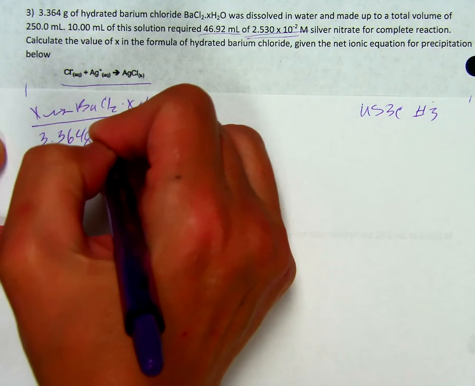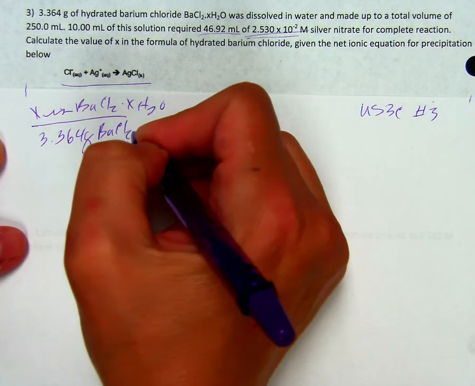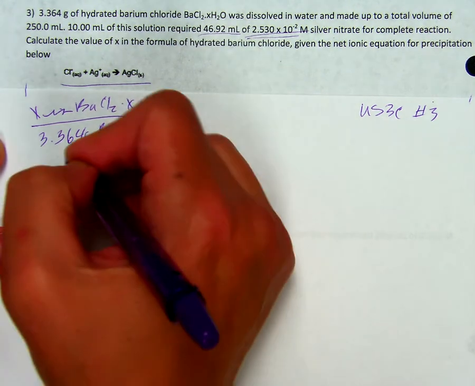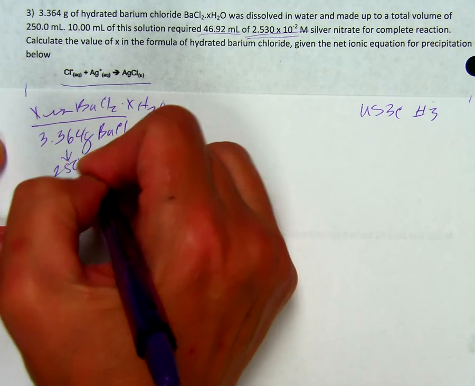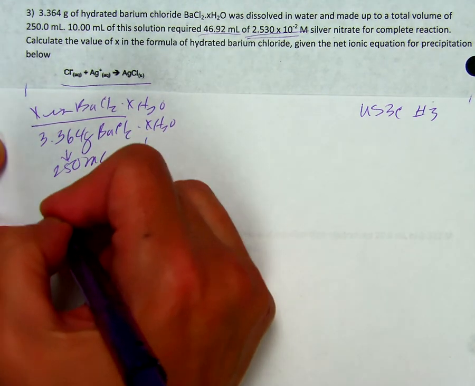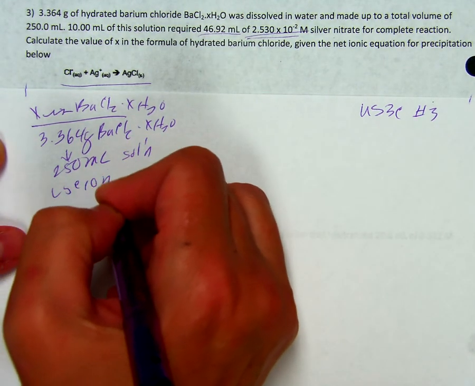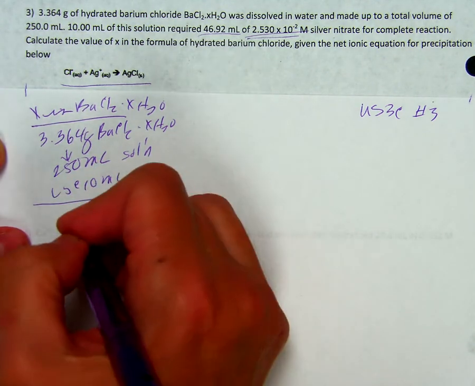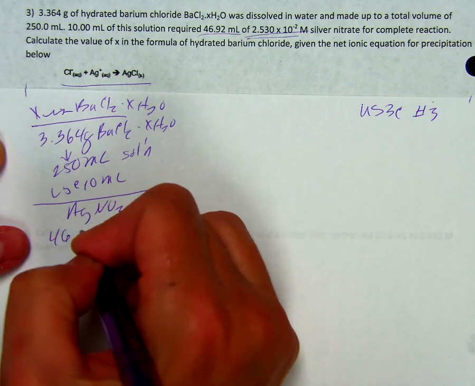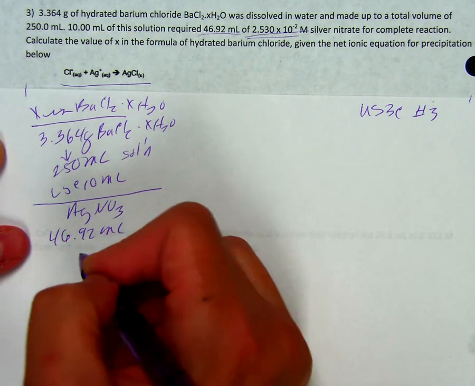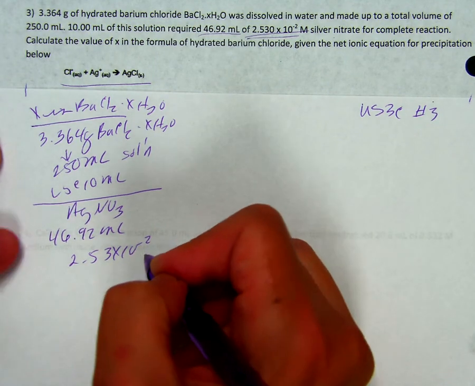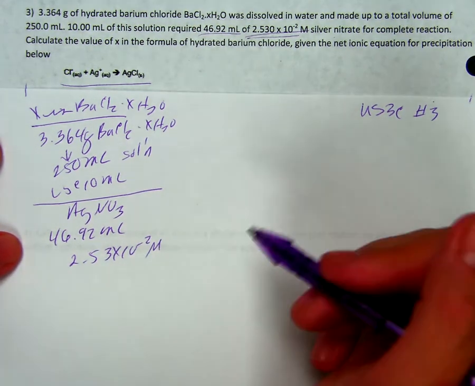I have 3.364 grams of barium chloride, the hydrate, in 250 milliliters of solution, and I use 10 milliliters, which I mix with silver nitrate, and it takes 46.92 milliliters of 2.53 times 10 to the minus 2 molar to consume all the chloride.